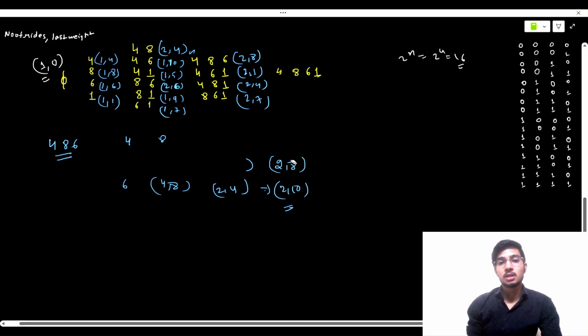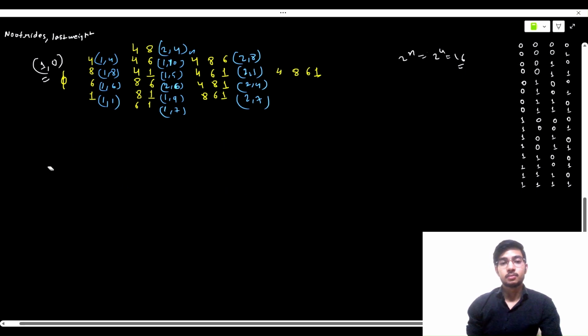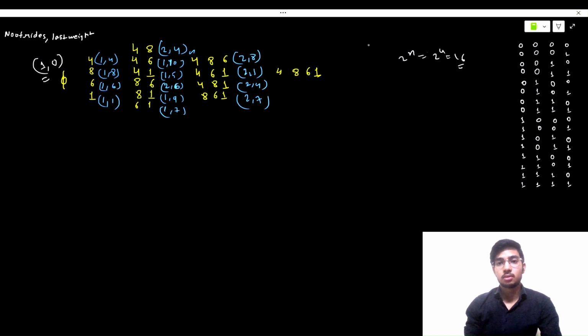Now let's try to process the last state. If you try to process 4, 8, 6, 1, the previous state would be 8, 6, 1, which is this one. 2, 7. Can you process it? No, right? You cannot.